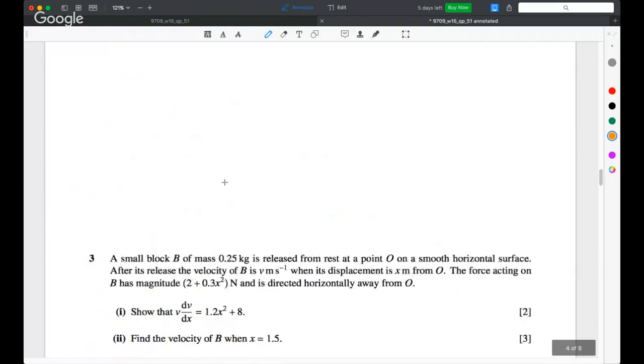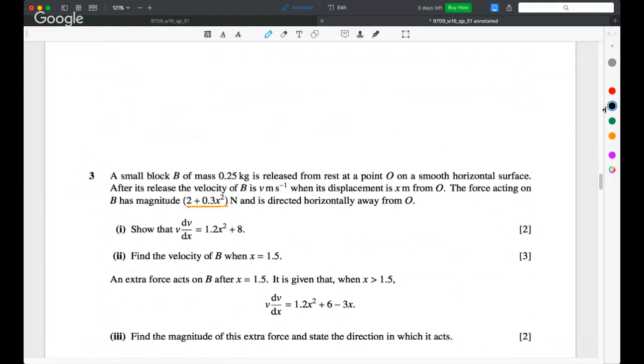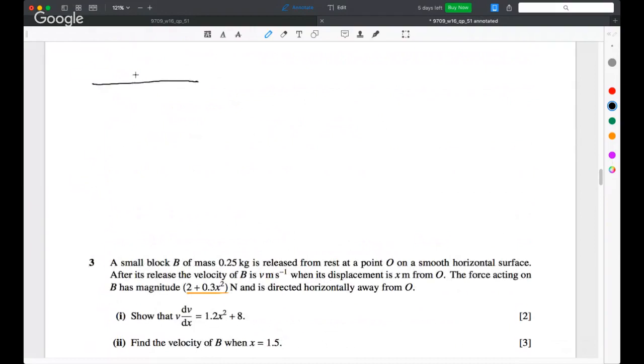Okay, question 3. This is a sort of simple differential equation question. This is this first part. They've given us the force acting on this object. So let's just draw our setup. It's always good bookkeeping. Flat surface, small block B, force acting.